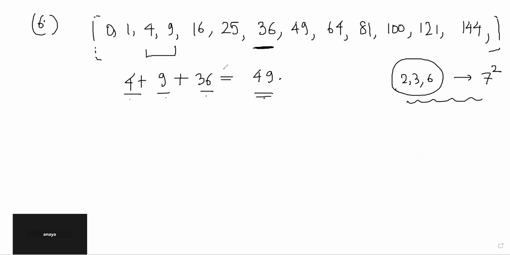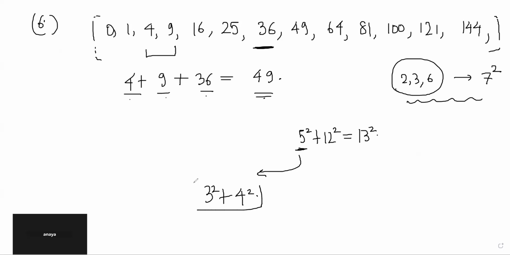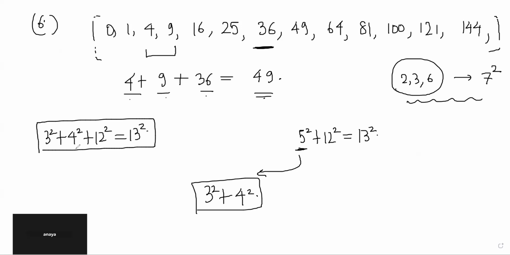But ultimately, you'll have to use at some stage a Pythagorean triplet. You should know, for example, that 5 square plus 12 square is 13 square, right? We know this from Pythagorean triplets. And we can also write 5 square as what? 3 square plus 4 square. So then we get 3 square plus 4 square plus 12 square is equal to 13 square. So a general method would be to get Pythagorean triplets and take one of them, and hopefully that is also a Pythagorean number, right?